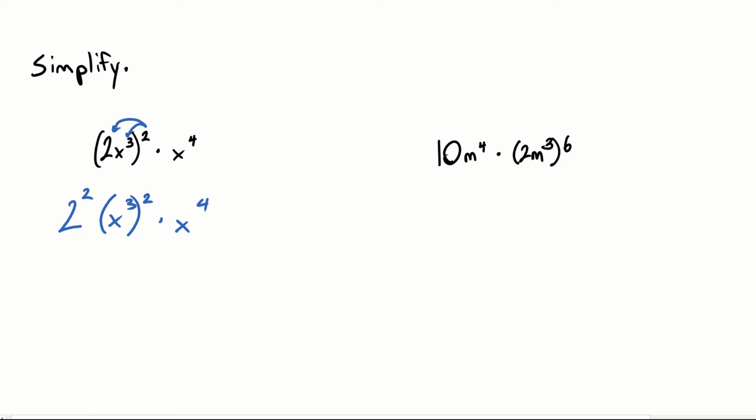All right, so we use the mini distributive property. Now, let's see what we can simplify. We've got 1, 2, 3 different pieces right here. We've got 2 to the second power. Now again, take this in pieces.